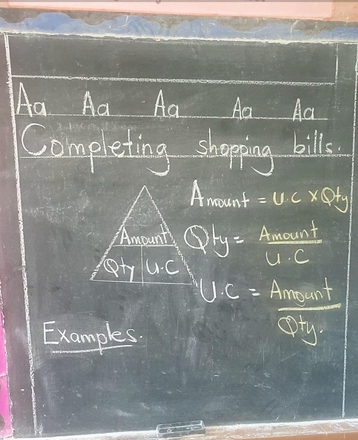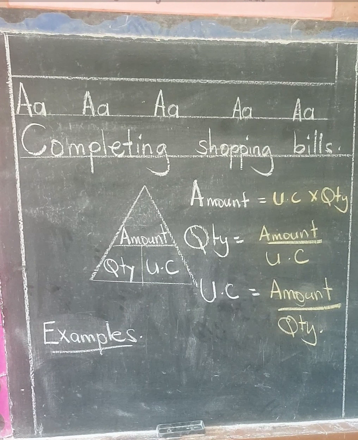P5 class, today we are handling completing shopping bills. When you're completing the shopping bill, we have three parts that we have to look at: one is the amount, then quantity, and the unit cost. Those three parts have formulas that can be used. These formulas are well shown in the triangle that you are seeing.